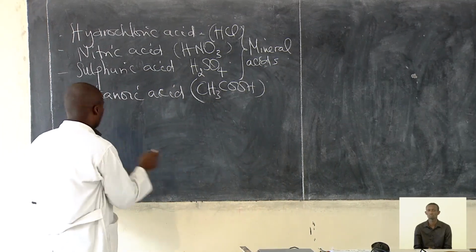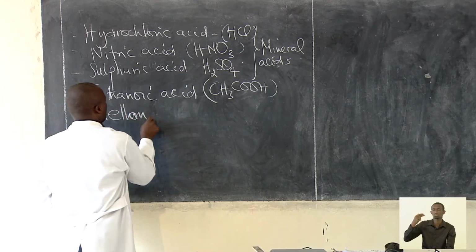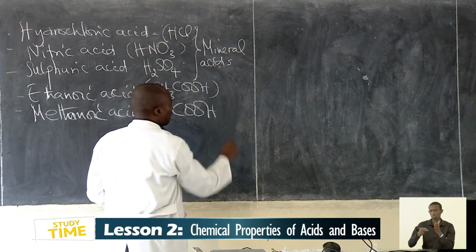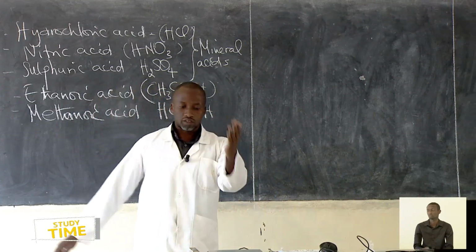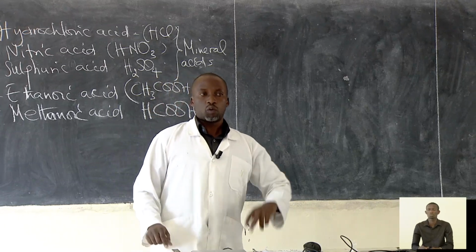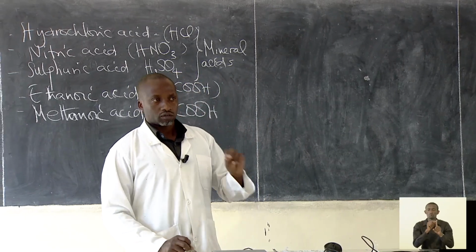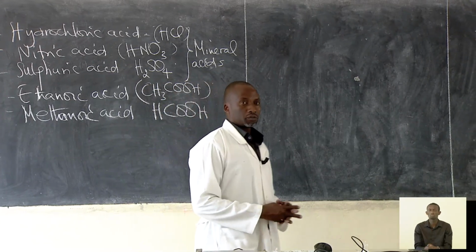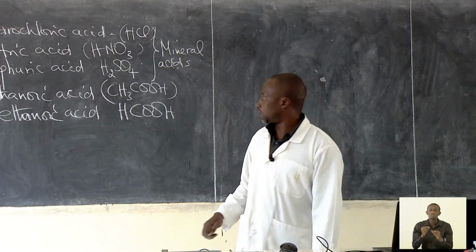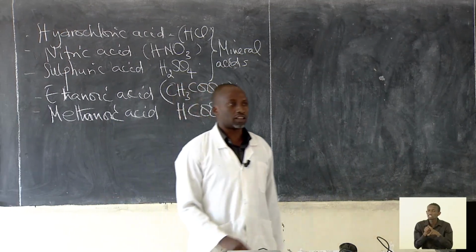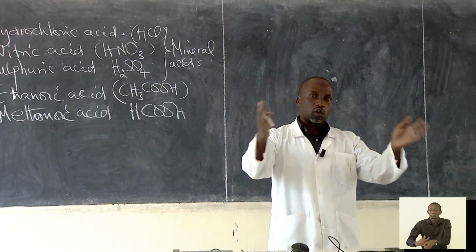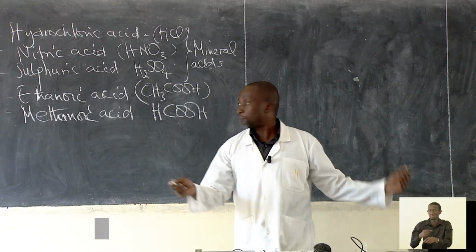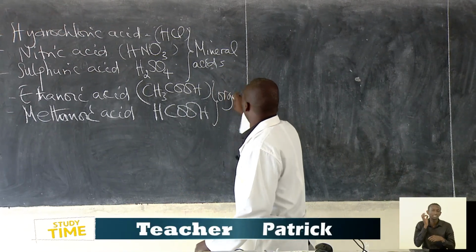Then we mentioned even methanoic acid, which is HCOOH, and some other acids. This methanoic acid is found in the stings of the bees. When the bee bites you, you may even sweat. So make sure you don't come close to the beehives, because they may bite you. And once you are bitten by the bee, it injects this acid into your skin, which causes the sweating and the pain. That is methanoic acid, and some other acids. So these are examples of the organic acids.